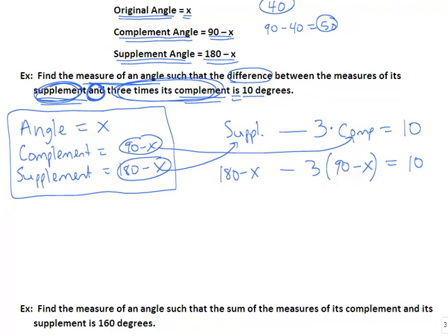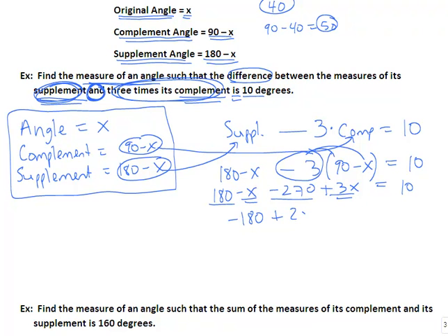Okay? Once you get it set up, then we just have to solve. And the first step to solving here is getting rid of those parentheses by distributing not just the 3, but the negative as well. So I'm going to have 180 minus x, and then negative 3 times 90 is negative 270. Negative 3 times negative x becomes positive 3x, equals 10. Now I have some like terms on the left side. 180 minus 270 is negative 180, and negative x plus 3x is positive 2x.